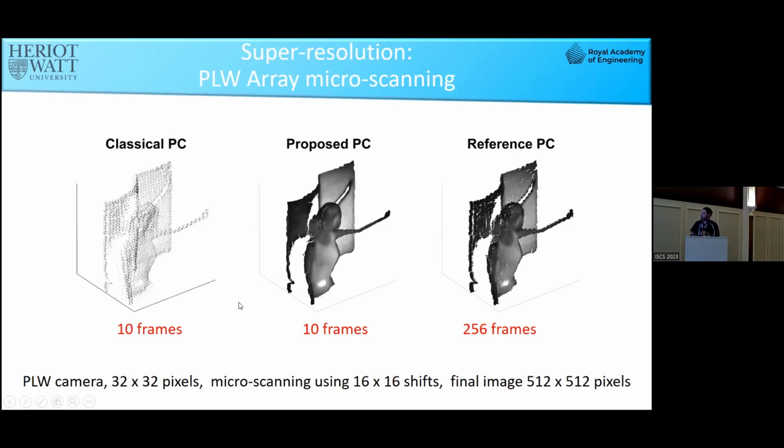So we validated this by running an experiment. We had the Bristol light wave camera, which is a 32 by 32 pixel camera. We did micro scanning by creating sub-pixel shifts, 16 shifts in X and 16 shifts in Y. This means that we acquired 256 shifts. And if you run the classical algorithm on this data, this is the ground truth that we obtain. Now, if you only select 10 random frames, you obtain this reconstruction. And if we put this input into our algorithm, we obtain this result, which looks quite close to the ground truth.